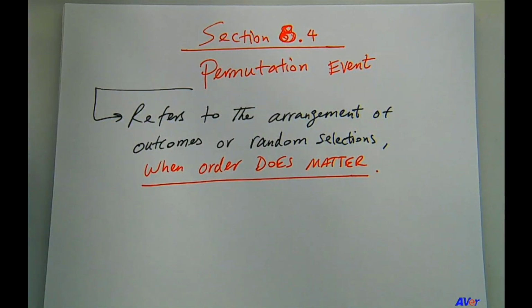This is in sharp contrast with the topic in section 8.5, which is coming up, and that will be about combination event, which is when order of outcomes, random outcomes, does not matter. Okay, so with these problems, we have to be careful and establish whether order of things matters or not.